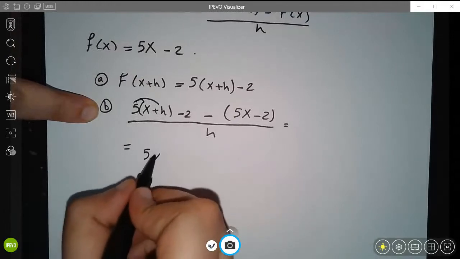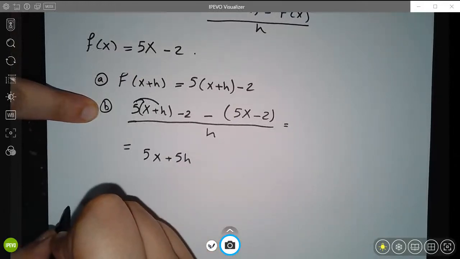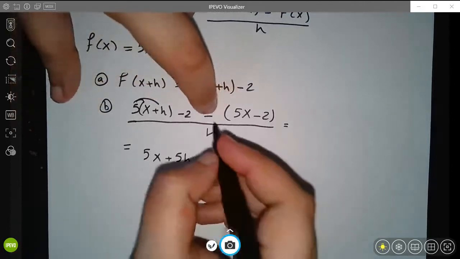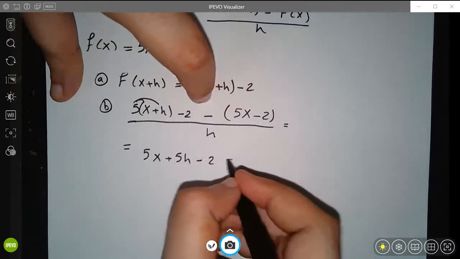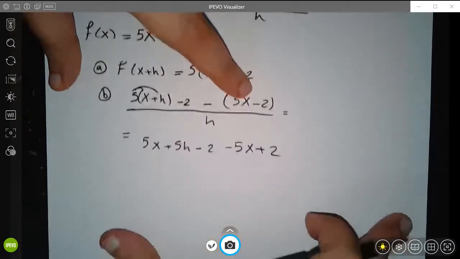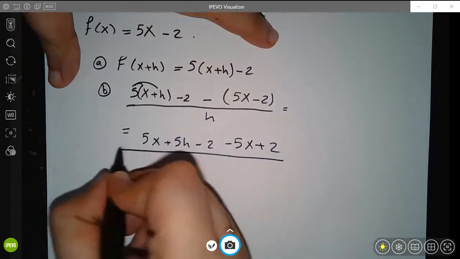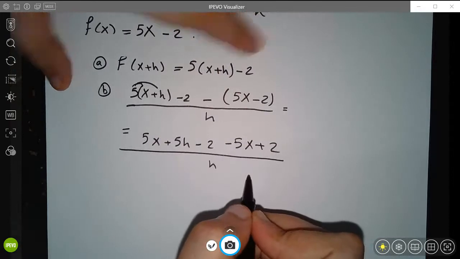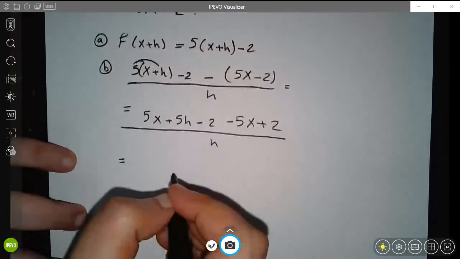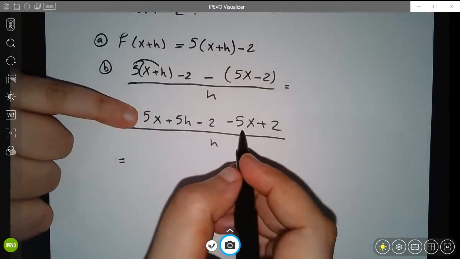So you get 5x plus 5h. Okay? Minus 2. And then minus 5x plus 2. Whole thing goes over h. G equals. Okay. Now I have 5x over here and negative 5x over here.